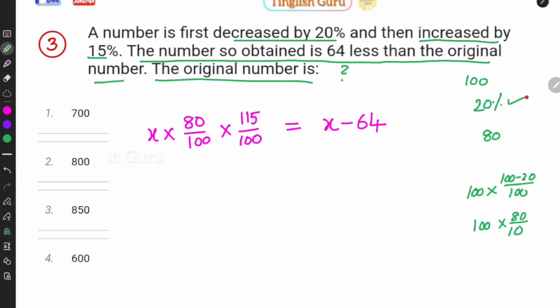So a 20% decrease means we have to multiply by 80 by 100. And a 20% increase means we have to write it like 120 by 100. I hope you understand this.